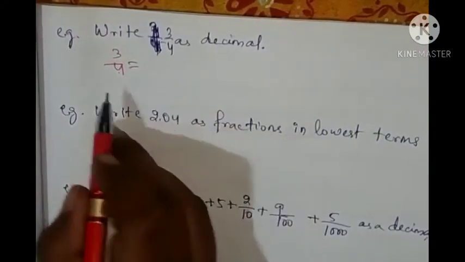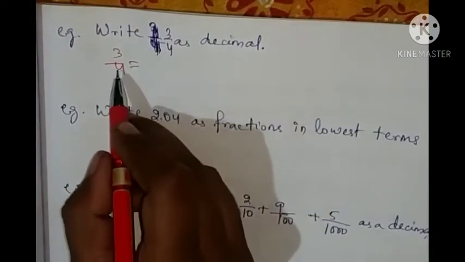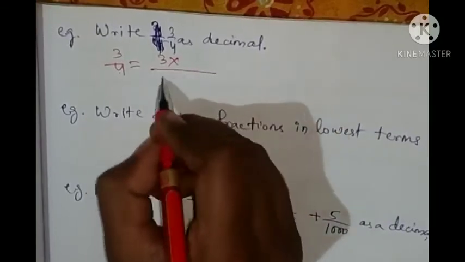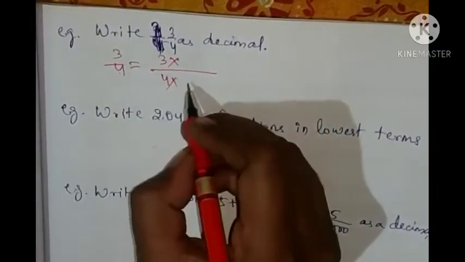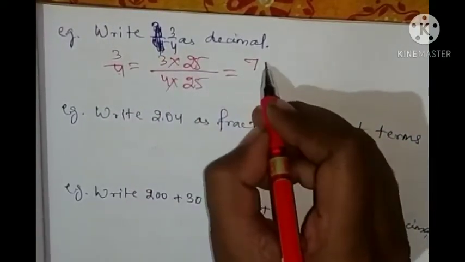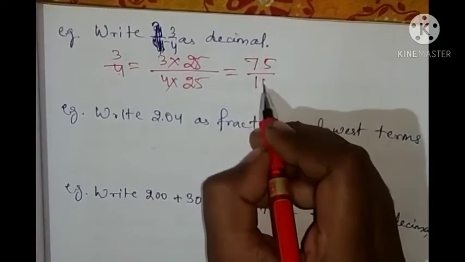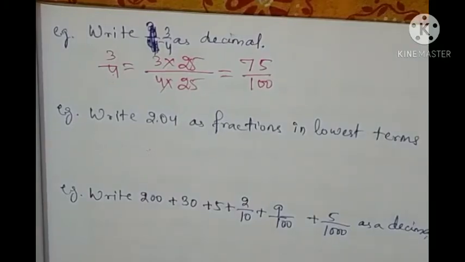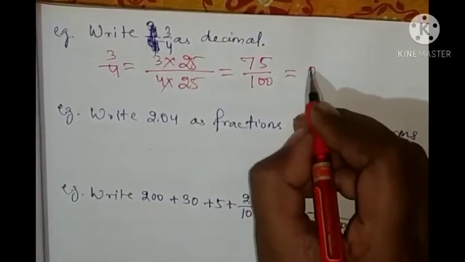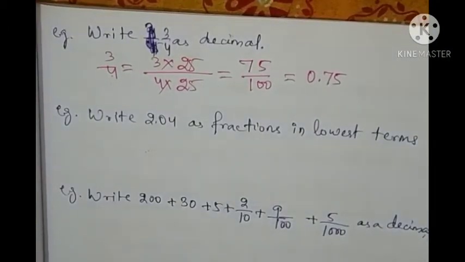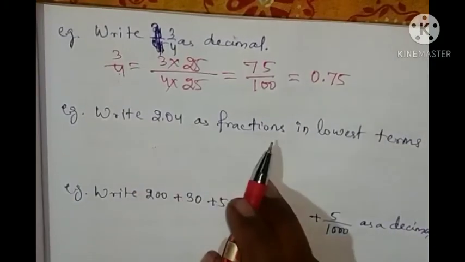4 cannot be converted to 10, but 4 can be converted to 100. So we'll convert it into an equivalent fraction with 100. So 3 into 4 into... 4 into 25 is 100, so we'll multiply 25 above also. So 25 threes is 75 by 100. Okay. So 75 by 100 means 0.75.